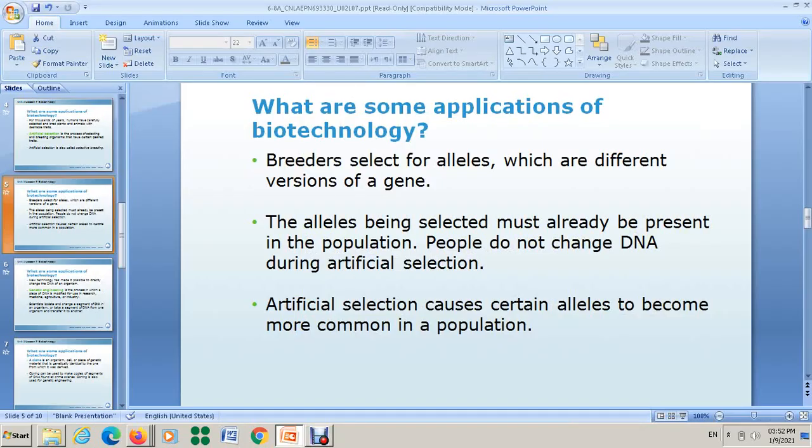So just to remind you, in artificial selection, breeders select for alleles, which are different versions of a gene. The allele being selected must already be present in the population. People do not change the DNA during artificial selection. Artificial selection causes certain alleles to become more common in a population. I want you to go to page 162 in your book to solve question 6 and question 7. Let's solve these questions together.